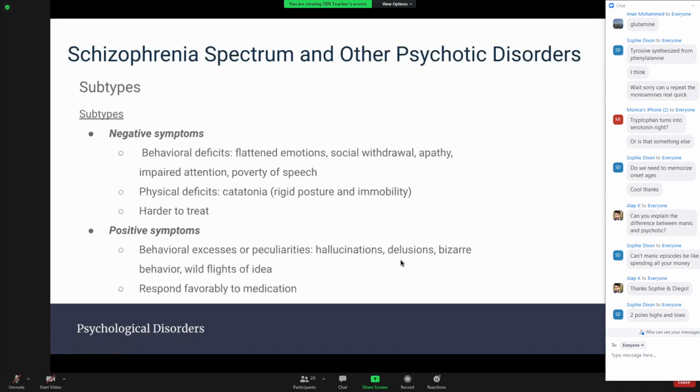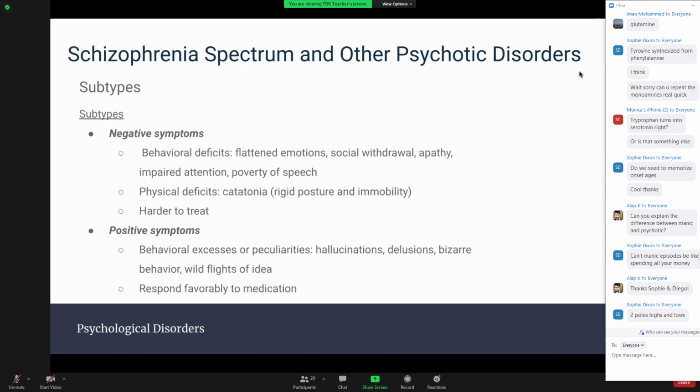So here are the subtypes of these two types of symptoms. The negative symptoms are behavioral deficits. The typical ones are flattened emotions, apathy, and the poverty of speech, meaning that the speech is broken and missing essential elements. Physical deficits include catatonia, which you can think of as rigidity or immobility. And these are harder symptoms to treat. That's an important part to think about, because as you can imagine, these are difficult things to fill the gaps for.